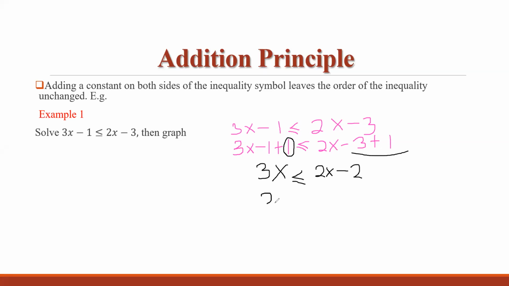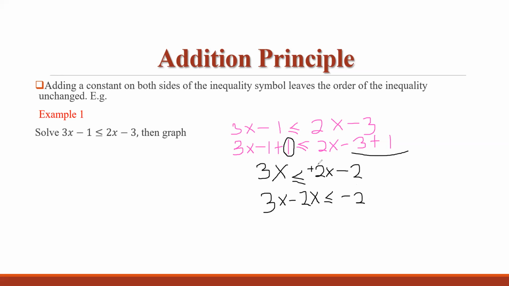So you are going to get 3x minus, remember it was positive, so when it crosses the inequality symbol, it's going to get that negative sign. So it is 3x minus 2x less than or equal. So what is remaining this side? Remember this one has crossed the inequality sign. So this side you are remaining with the negative 2.